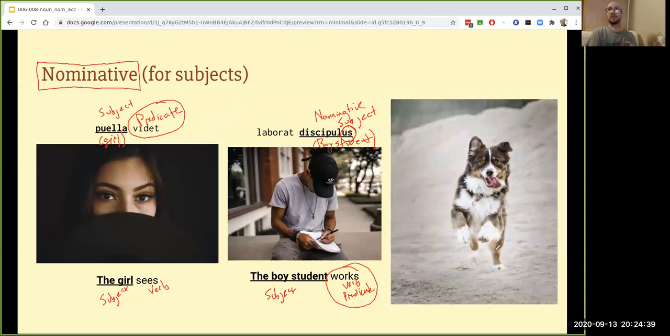Let's take a look at one more example of the nominative for subjects. Here's a dog. The dog runs. No surprise here. In English, the subject is the first word in the sentence. Here's our predicate.